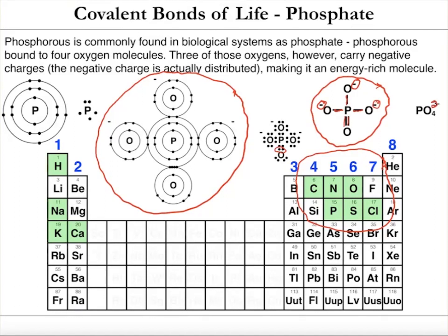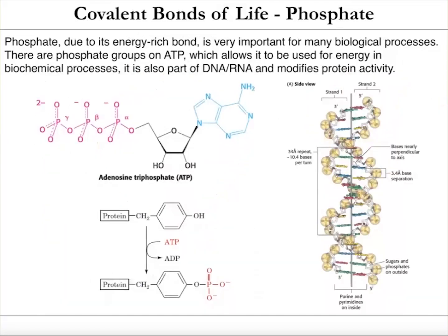Actually, I believe it's 2 negative is the charge on phosphate. While it's depicted as a double bond and single bonds, these electrons are actually shared throughout the whole phosphate molecule, giving it a 2 negative charge. Don't get too caught up with phosphate or phosphorus, but do remember this phosphate molecule because it's so important for biomolecules. Because it carries these negative charges, it's very important for a lot of different biological processes.